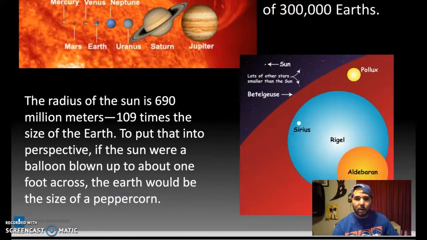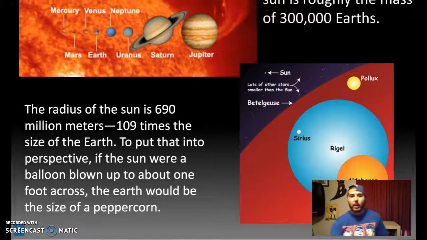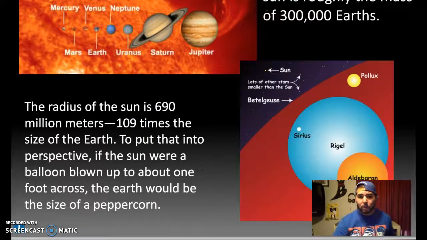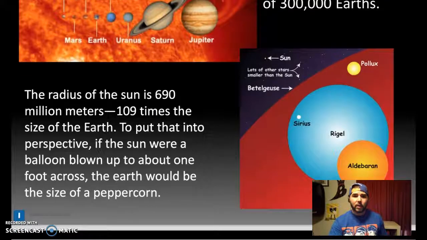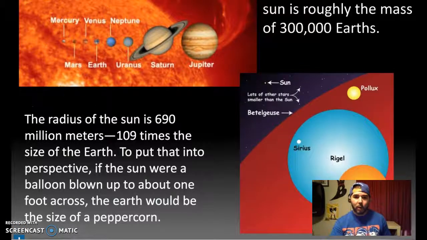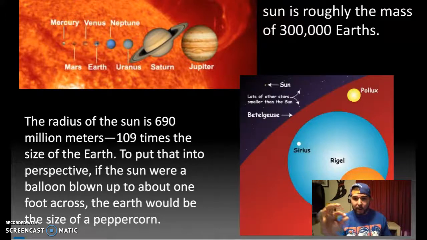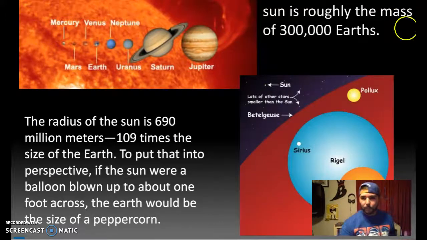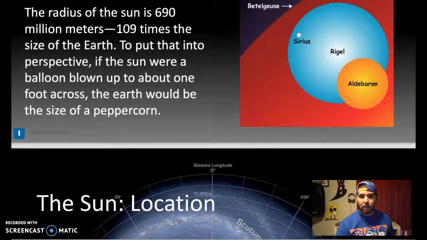The radius of the sun is 690 million meters, 109 times the size of the Earth. So to put that into perspective, if the sun were a balloon blown up to about 1 foot across, the Earth would be the size of a peppercorn. I thought that was interesting.